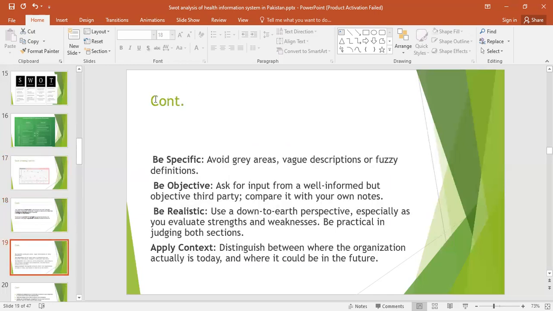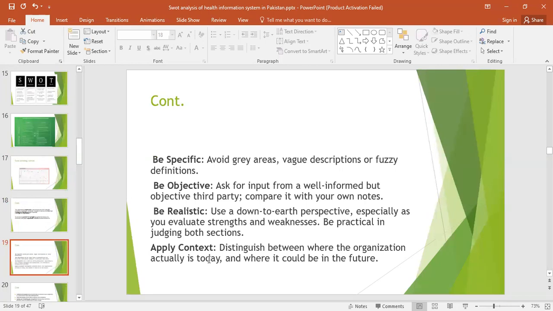Basically, there are 7 rules for a good SWOT analysis. Be specific: avoid gray areas, vague descriptions, or fuzzy definitions. Be objective: ask for input from a well-informed but objective third party. Be realistic: use a down-to-earth perspective, especially as you evaluate strength and weakness. Be practical in judging both sections.